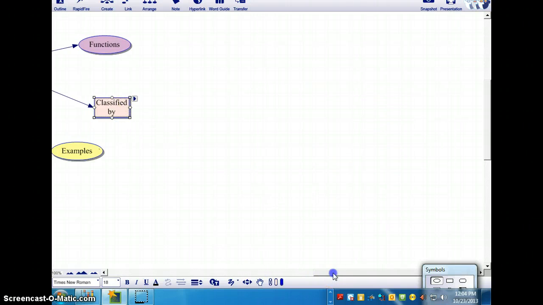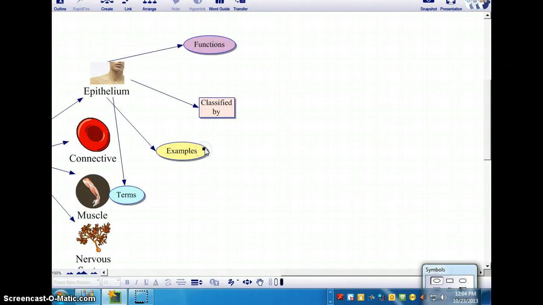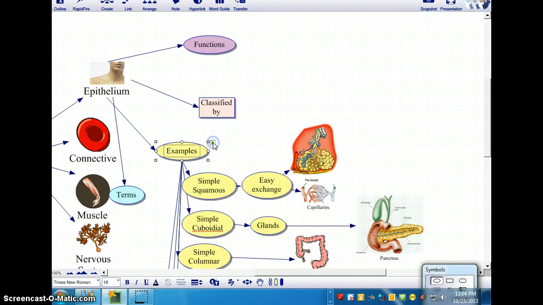As we continue, let's look at some examples of these kinds of tissue and where you'd find them in the body. So simple squamous means you have one layer of flat cells. This allows for the quick diffusion of things between the two sides of the tissue. Examples of that would be the alveoli in your lungs and capillaries that are part of your cardiovascular system.